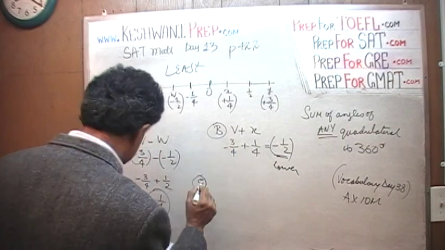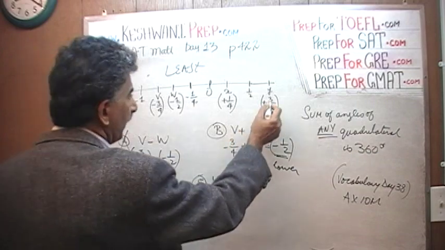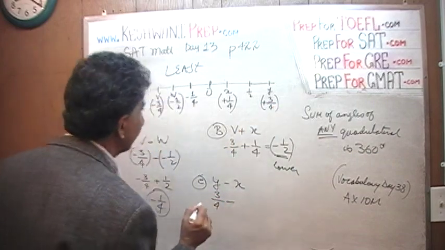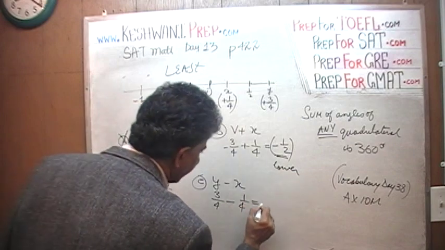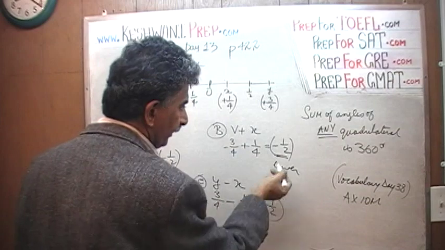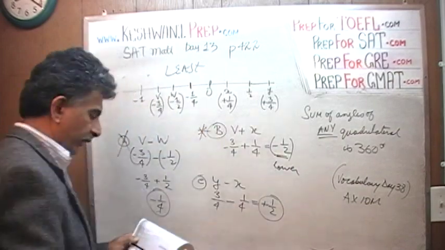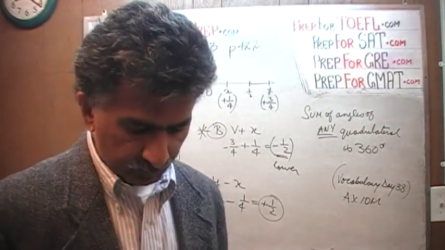E says Y minus X. Y is +3/4 minus X, which is 1/4. 3/4 minus 1/4 is +1/2. Of course, +1/2 is not lower than -1/2. -1/2 is the lowest one. The winner is B. The winner is B as in boy. Let's do the very last one.